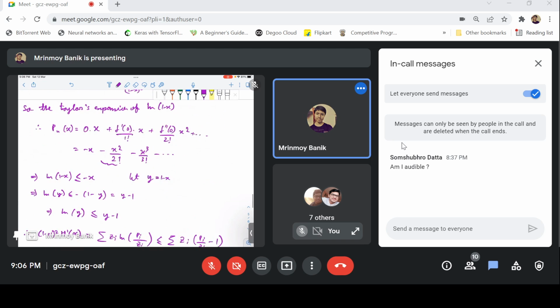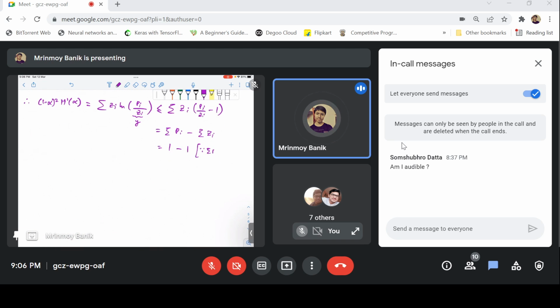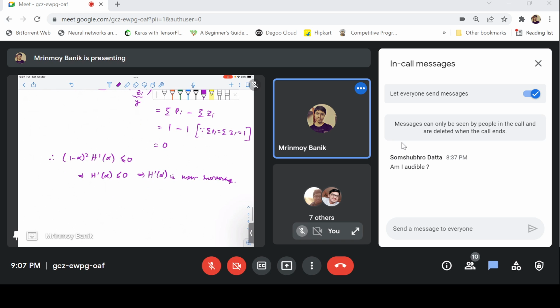Right. Since sum over pi equals sum over zi equals 1, this means this is 0. Therefore 1 minus alpha squared h dash alpha is less than or equal to 0, which implies h dash alpha, since this is a positive quantity, is less than or equal to 0. H alpha is non-increasing. Okay, is that clear? So that proves the last part.